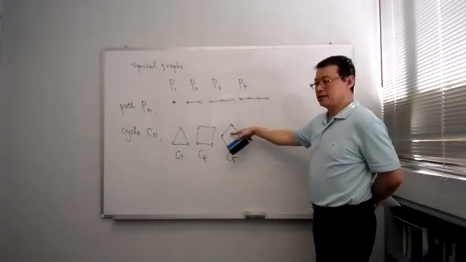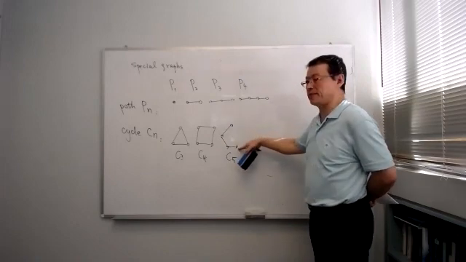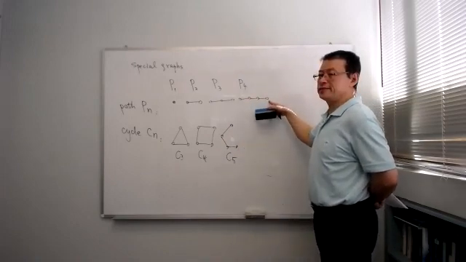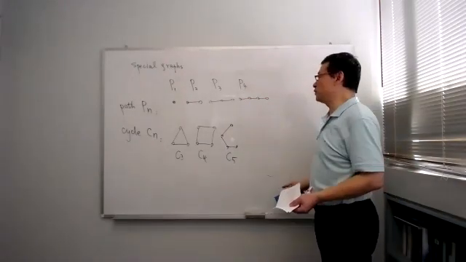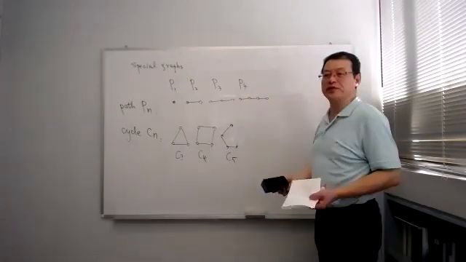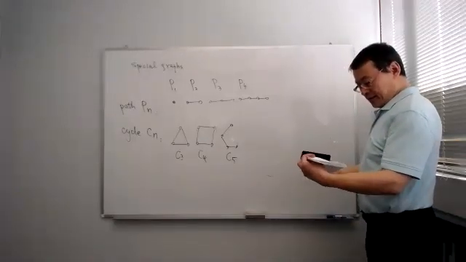If we delete a vertex from a cycle, we get a path. If we identify the 2 ends of a path, meaning these 2 vertices are merged together, then we get a cycle. So the connection between paths and cycles is very close. All right, so what else do we need?